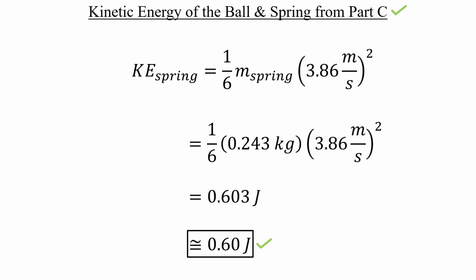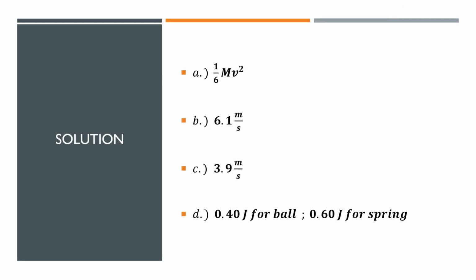Time for a quick recap. In part A, we broke the spring up into equal chunks of mass and realized that each piece has a different velocity as we move away from the base of the spring. When the kinetic energy of each piece is integrated, we find that the kinetic energy of the whole spring is 1/6 mv squared. In part B, we treated the spring as massless and calculated the kinetic energy of the ball as normal, and we arrived at this 6.1 meters per second speed here.